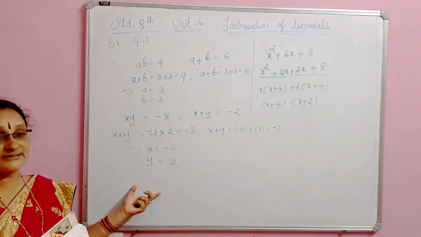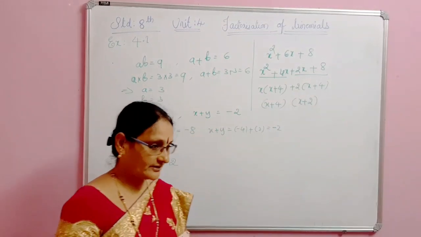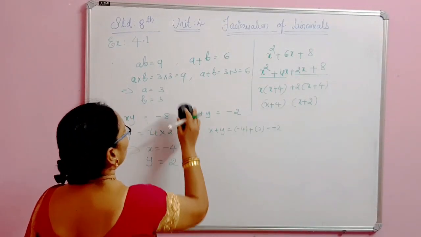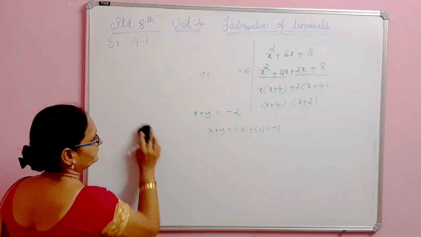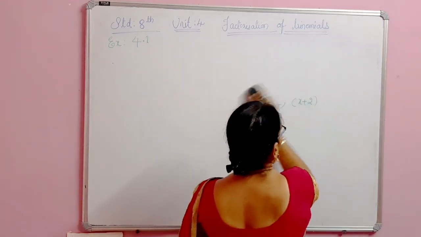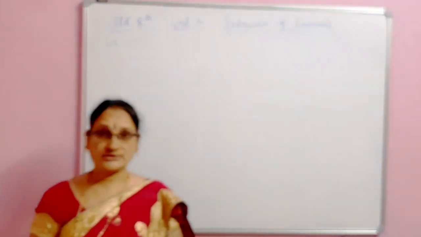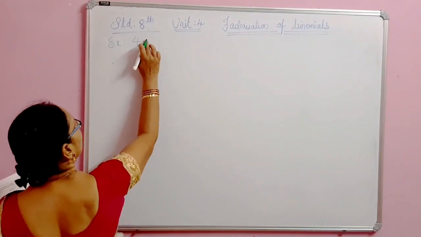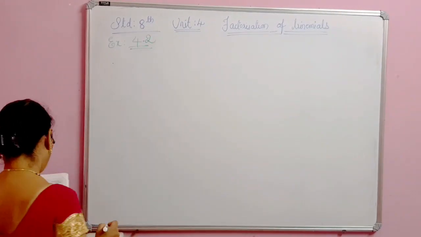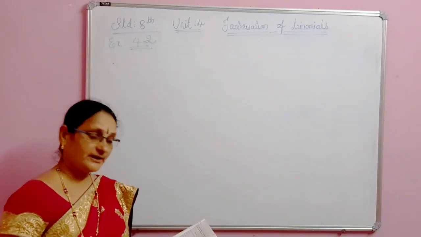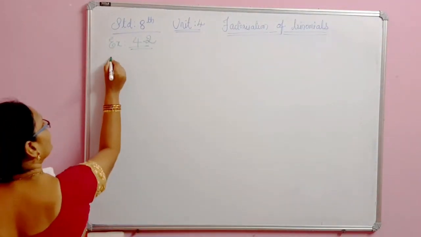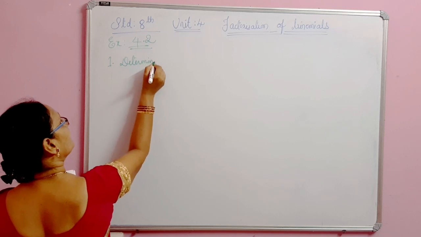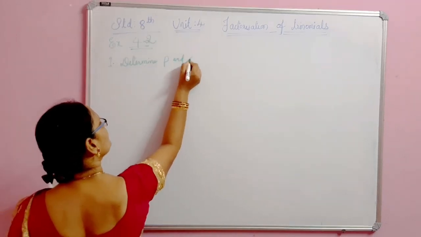If you have become perfect in this splitting, then these problems are very, very easy for you. So now let me solve exercise 4.2. Okay students, now I solve the exercise 4.2. See, in the first main, we have to determine P and Q.